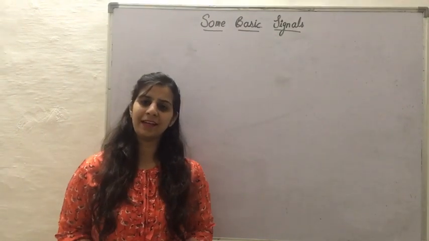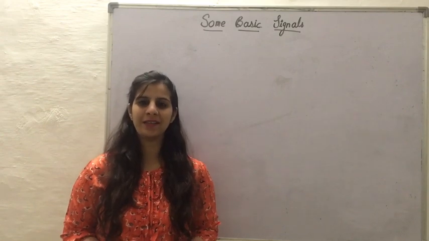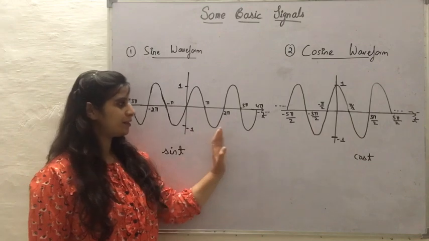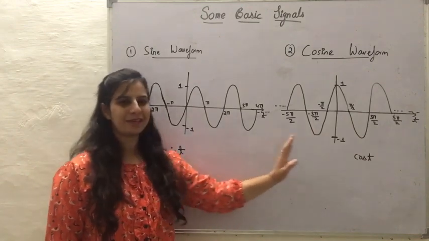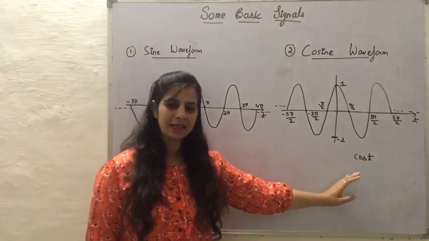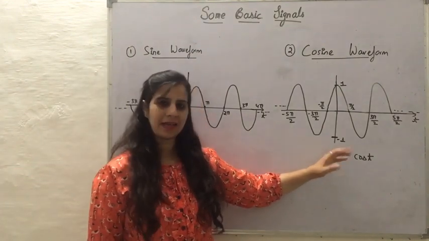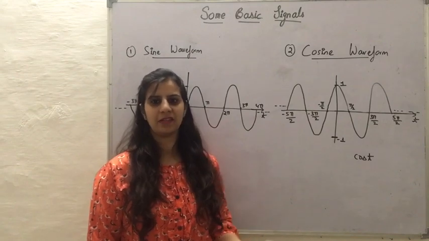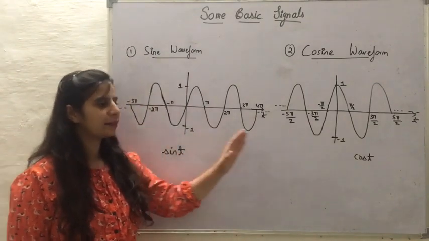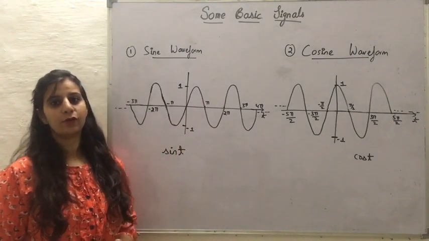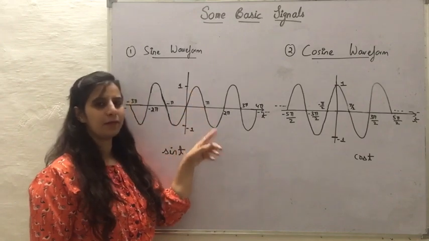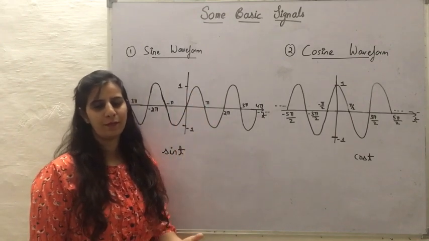The next signals are very much known to us, sine and cosine waveforms. These are the waveforms of sine and cosine signals. The only difference between the sine signal and the cosine signal is that the cosine signal is the sine signal only, but with a phase difference of 90 degrees. The other important point regarding these waveforms is the zero crossover. Zero crossover means when the value of the waveform is 0, or the amplitude of the waveform is 0.